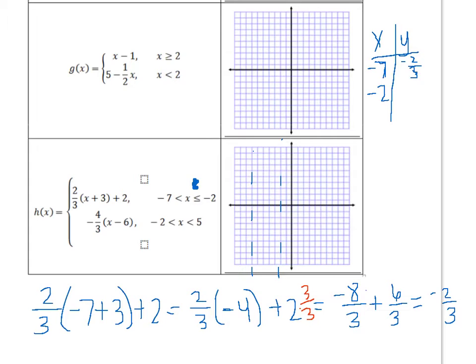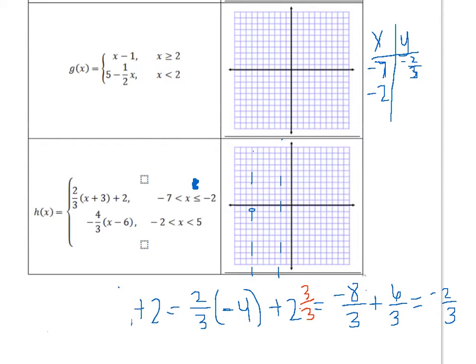So I could plot the point -7, -2/3 on my grid. -2/3 is going to be below 0, but not below -1. So I'm thinking about that little point right there.